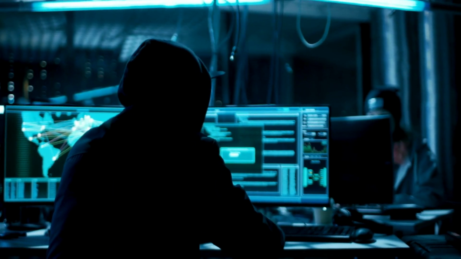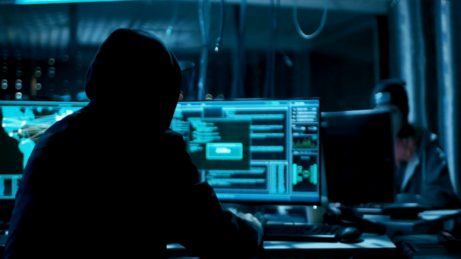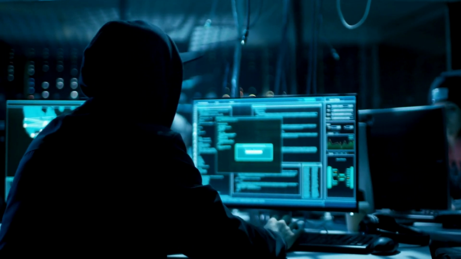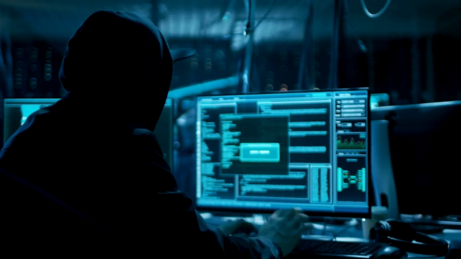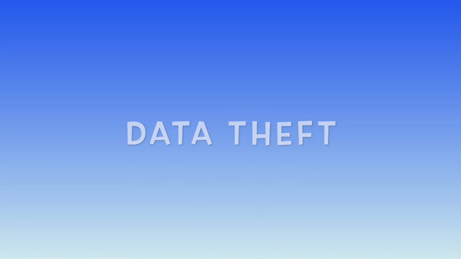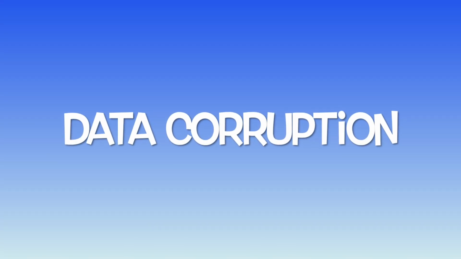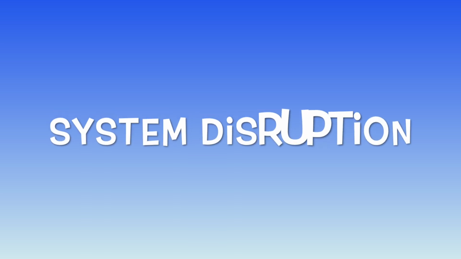Next, we need to understand what an intrusion is. An intrusion refers to any unauthorized and often malicious act of gaining access to a computer system, network, or device. Intrusions are deliberate attempts by attackers to compromise the security of systems and can result in various adverse effects. These effects include data theft, data corruption, system disruption, or the establishment of unauthorized control over systems.